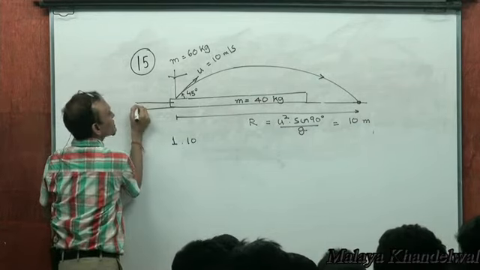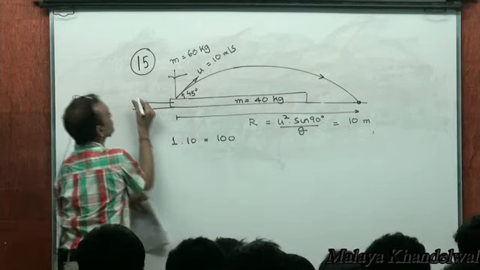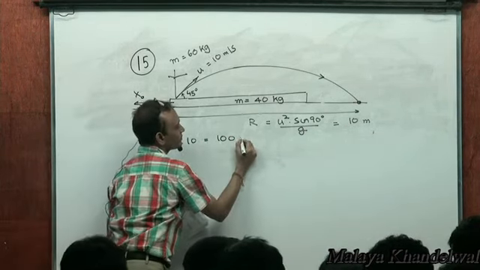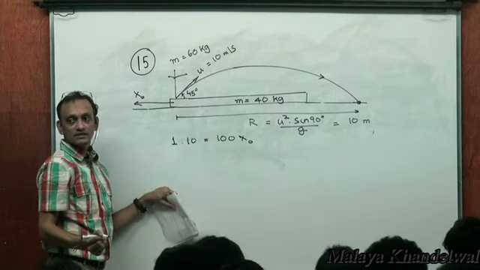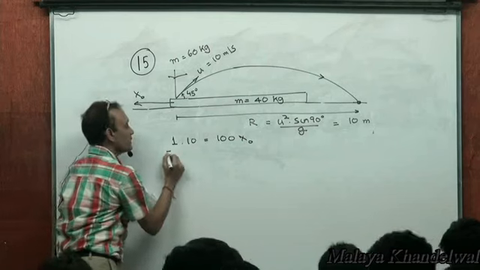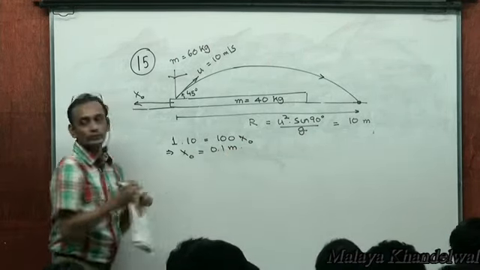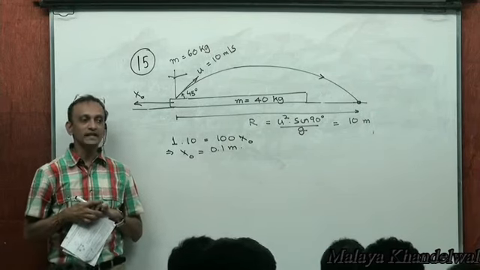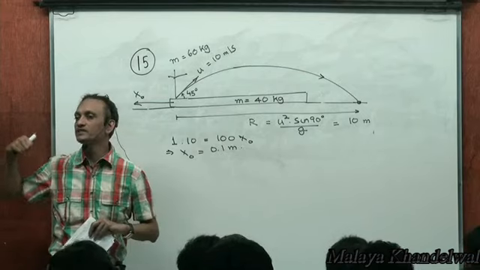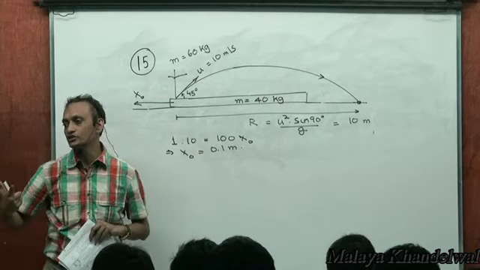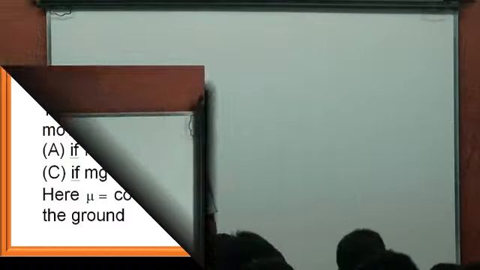To restore the center of mass, now 60 plus 40, that means 100 kg, moves by an amount x naught to the left to restore the x coordinate of the center of mass. So x naught would be 0.1 meters, or 10 centimeters. Right? So the platform moves leftwards to restore the x coordinate of the center of mass by 10 centimeters. Clear?